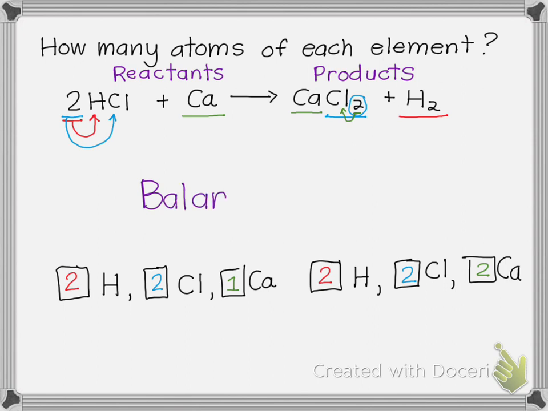because when you compare the number of each atom on the reactant side to the product side, you have the same number. In the circumstance where you did not have the same number of hydrogen, for example, on both sides, or chlorine or calcium, so for example, on the reactant side, say you had 1 hydrogen, and then on the product side you had 3, then that would not be balanced.